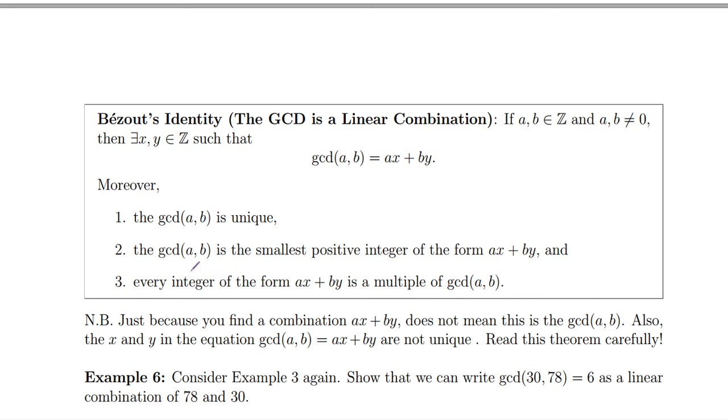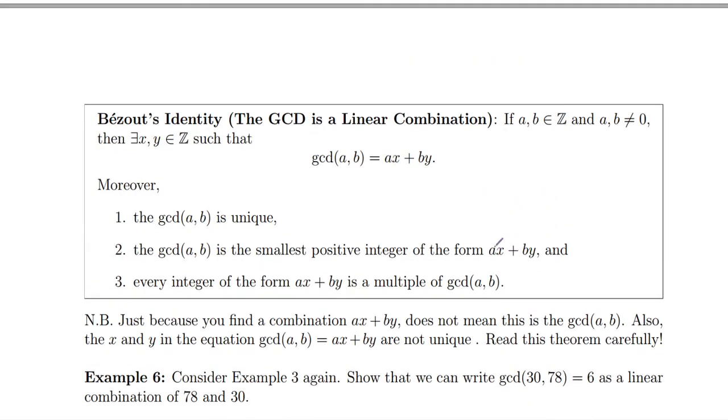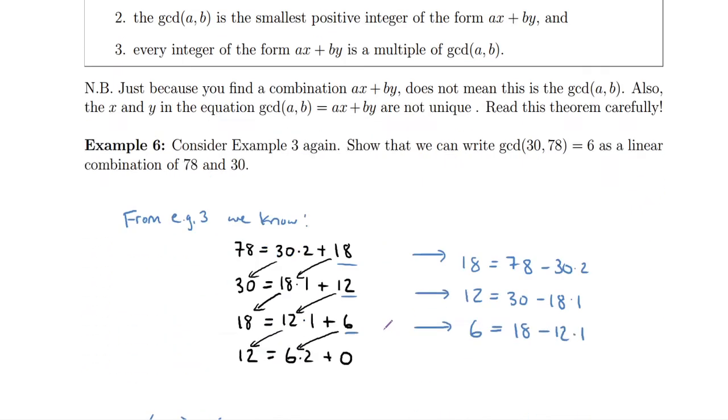The GCD, it turns out, will be the smallest positive integer of this form. So if you were to write out the collection of all possible linear combinations of these two, like 30 and 78, the smallest one would actually be the GCD, which is another interesting property. And that can be useful for proving certain things. And then finally, if you find another integer of this form, it will always be a multiple of the GCD. So that's also kind of interesting.